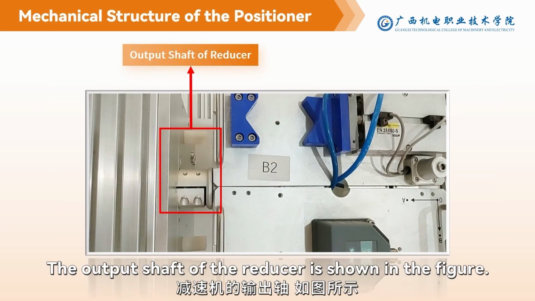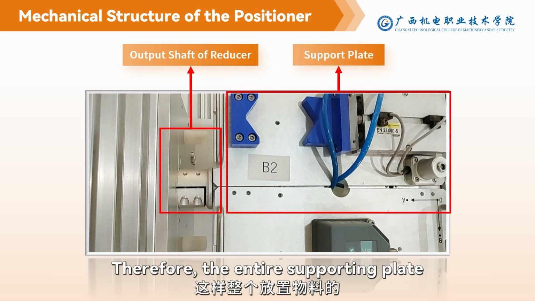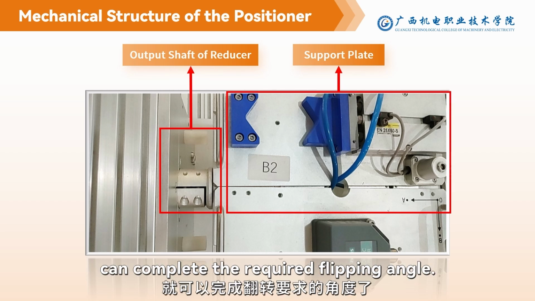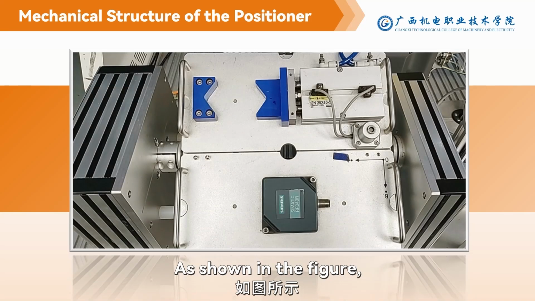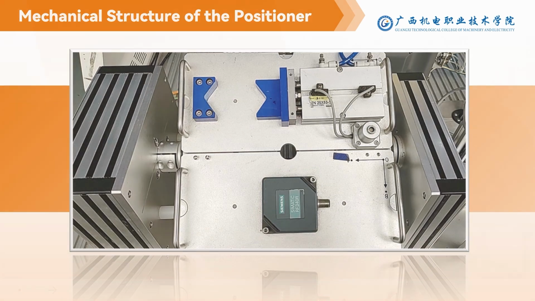The output shaft of the reducer is shown in the figure. Therefore, the entire supporting plate where the material is placed can complete the required flipping angle. As shown in the figure is the state of the positioner when it rotates by 30 degrees.